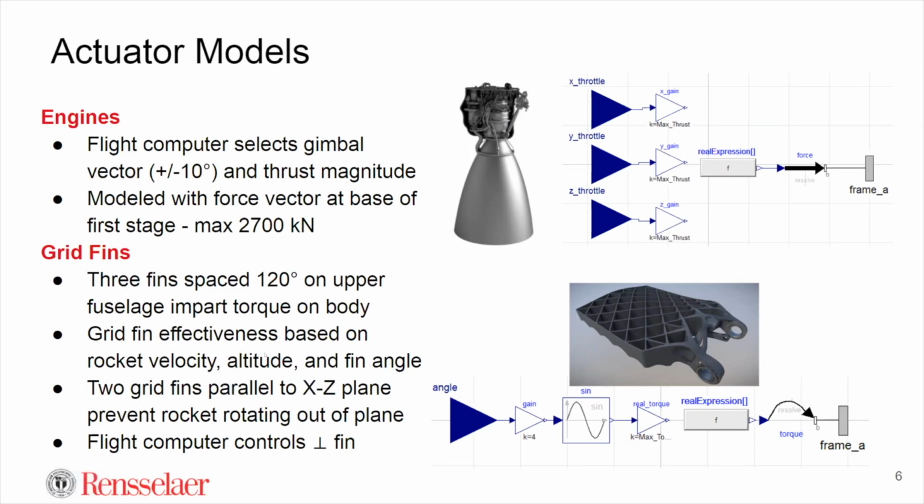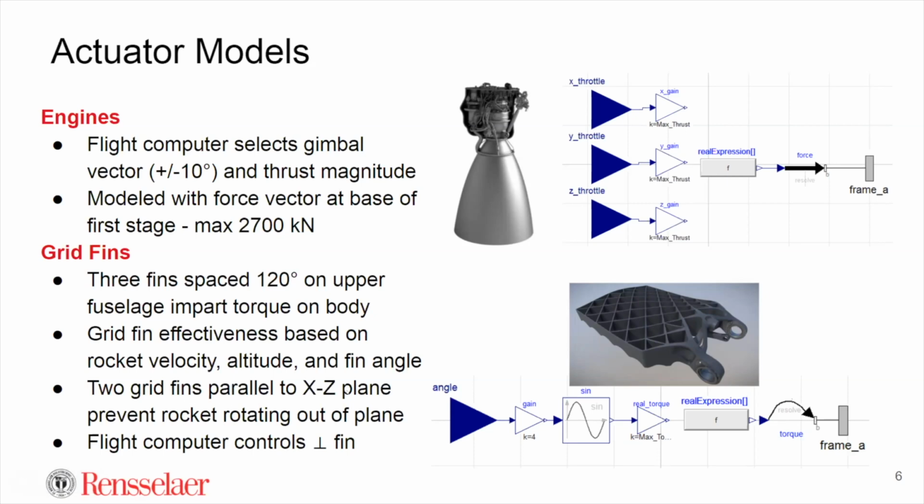Altitude, of course, because the upper atmosphere has very little atmosphere to impart this torque. Control surfaces are essentially not effective at all. And then the fin angle, so that's modeled in the sine wave right here. So past 45 degrees, it's just essentially being modeled as drag as opposed to actually imparting the torque.